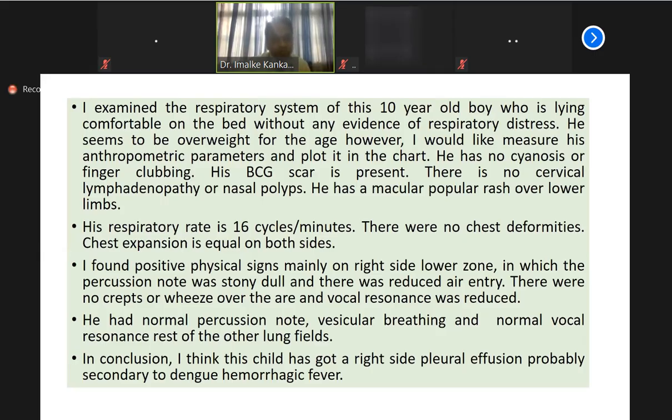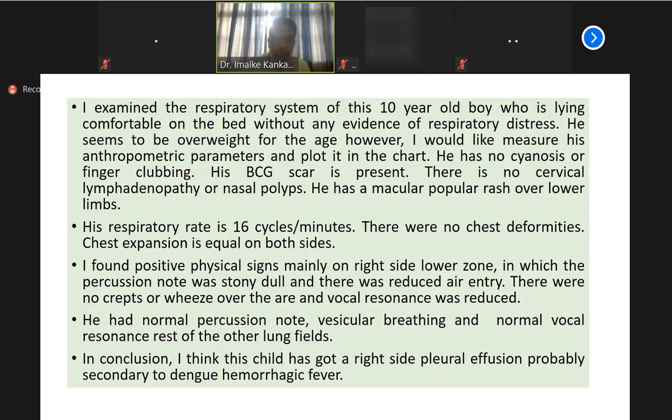He seems to be overweight for the age. However, I would like to measure his anthropometric measurements and plot them in the chart. He has no cyanosis or finger clubbing. His BCG scar is present. There is no cervical lymphadenopathy or nasal polyps. He has a macular rash over the lower limbs. His respiratory rate is normal. There is no chest deformity. Chest expansion is equal on both sides.